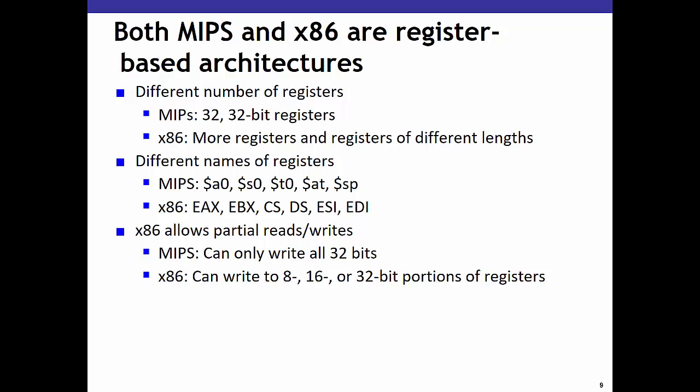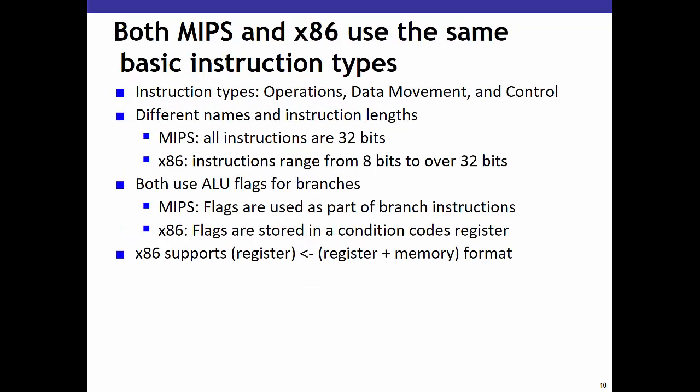But in short, both MIPS and x86 use these registers to do the majority of computations. Similarly, both MIPS and x86 use the same basic instruction types and use instructions in the same way, where we have the idea of an instruction memory and a data memory, and we just have a program counter that helps us keep track of which instruction we're executing. So the instruction types that you would see are things like operations, so add or subtract, data movement, loads and stores, and controls, which are branches or jumps.